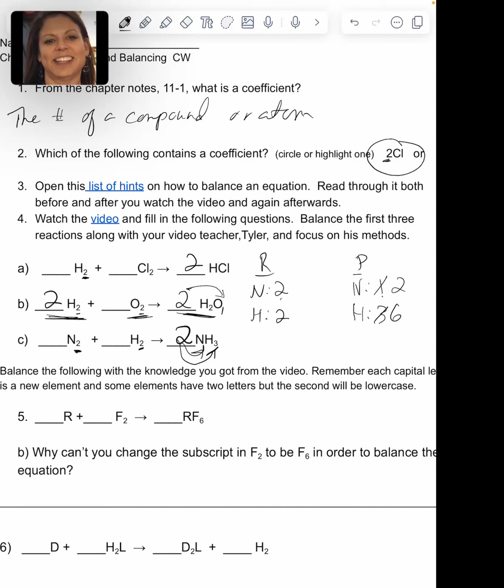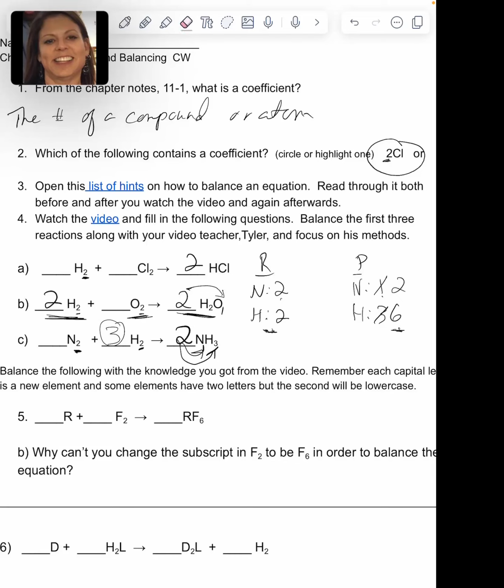I have 2 hydrogen and 6 hydrogen. So I need more hydrogen on the left. So how do I get 6 hydrogen? Well, I'm going to put something in front of it. So what times 2 equals 6? 3. 3 times 2 equals 6. So that will fit. That's it.